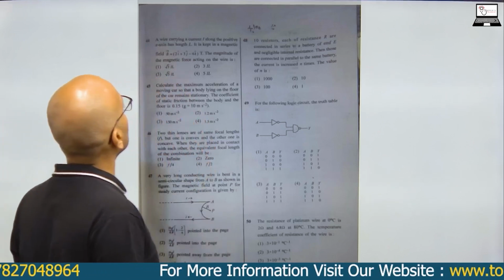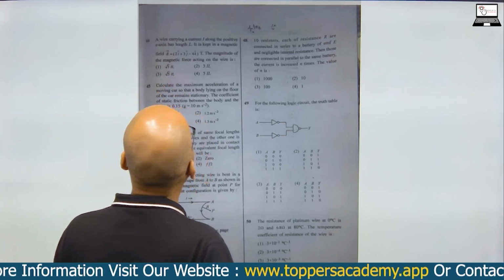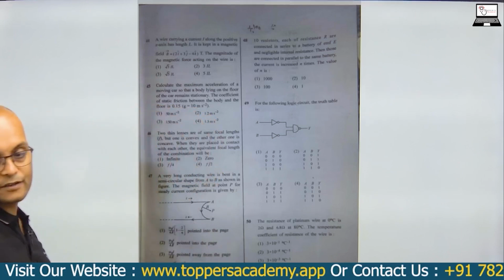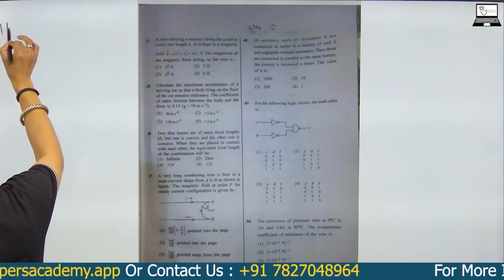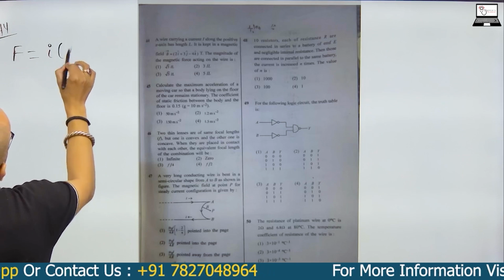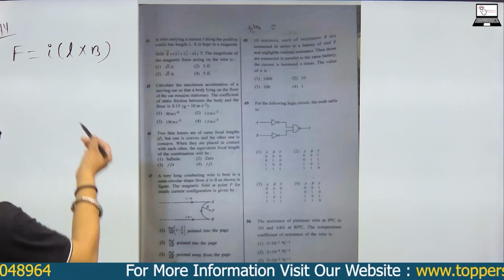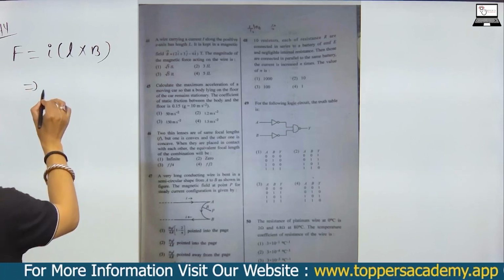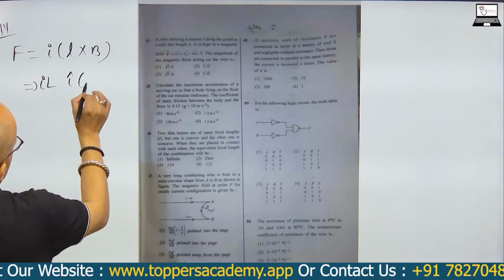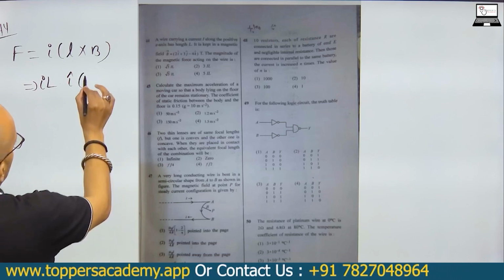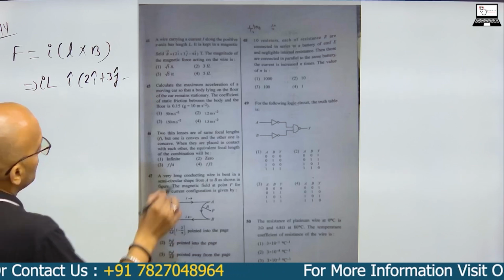Now it is saying a wire carrying a current I along the positive x-axis has length L and okay, B is given to us. We have to calculate the force. That force is equal to I L cross B. So it is along x-axis, so I cap, let length be L. I cap, length is along x-axis, into B, value of B is given to us, that is 2i cap plus 3j cap minus 4k cap.